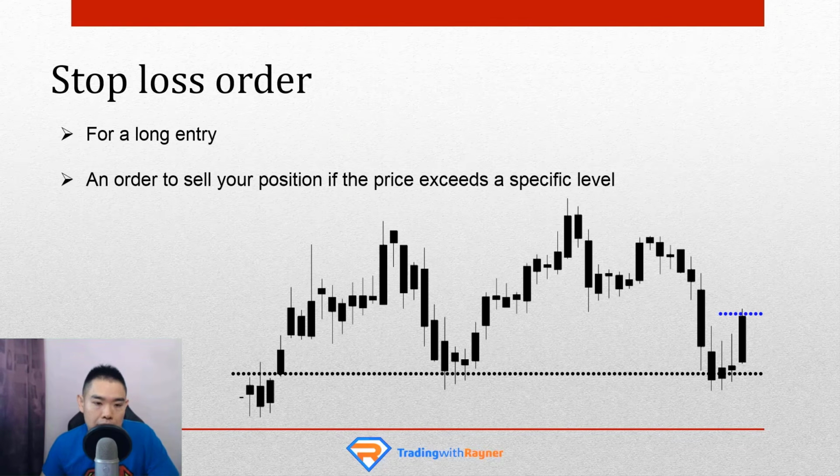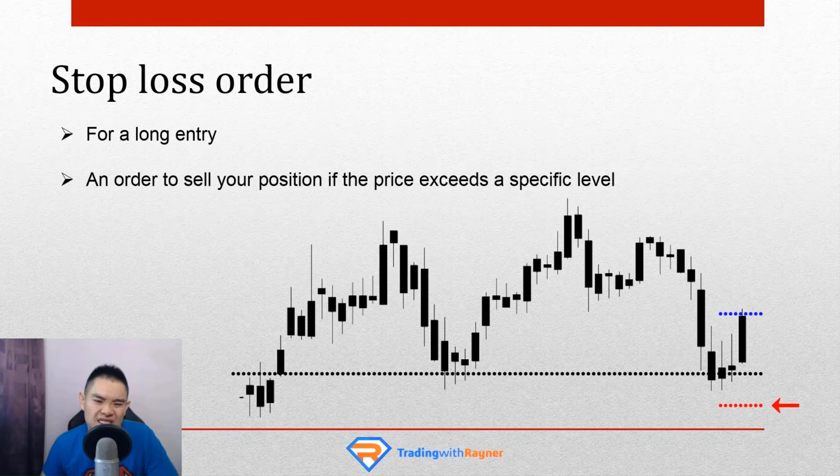There's a possibility that this market could continue to reverse down lower and lower, and if you don't bail out of your trade in time, you could lose a lot of money. So this is where you can use a stop loss order. You can tell your broker, if the market reaches this level, I want to get out of that trade. So you will tell your broker to set a stop loss order at this particular price.